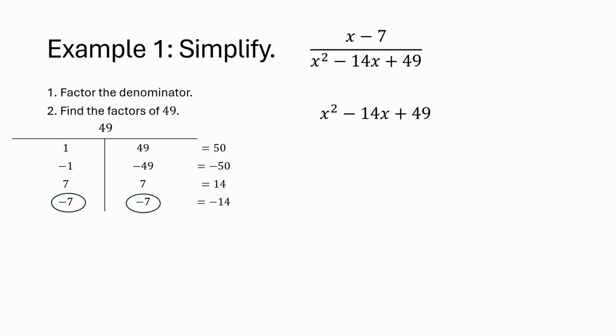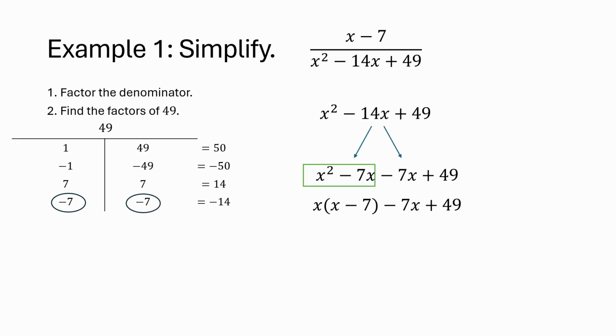I'm going to break apart the -14x, that middle term, using the -7 factors. So I'll have x squared minus 7x minus 7x plus 49. That -7x minus 7x gives me the -14x. Now I'm going to factor by grouping. I group the first two terms together, x squared minus 7x, and find the greatest common factor, which is x. I factor out an x, so in parentheses I have x minus 7, and then I bring down the last two terms, -7x plus 49.